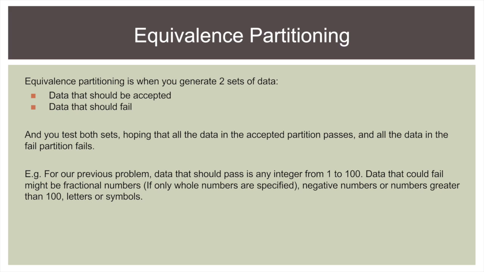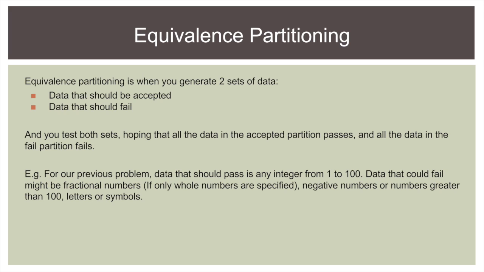Equivalence partitioning is when you generate 2 sets of data, one that should pass and one that should fail, and you test both sets. So this is not just two values, this is two whole sets of data. So you might test 10 different values for each of them, and you check that they all pass or they all fail. So for our previous problem, we can test data for any integer from 1 to 100, and that should be data that passes.